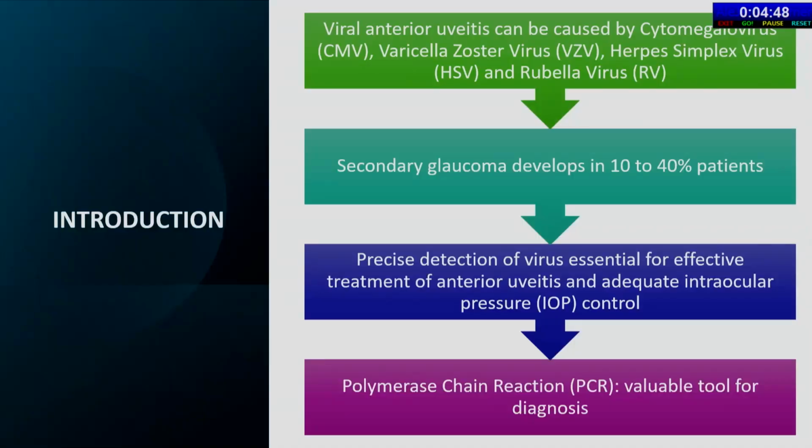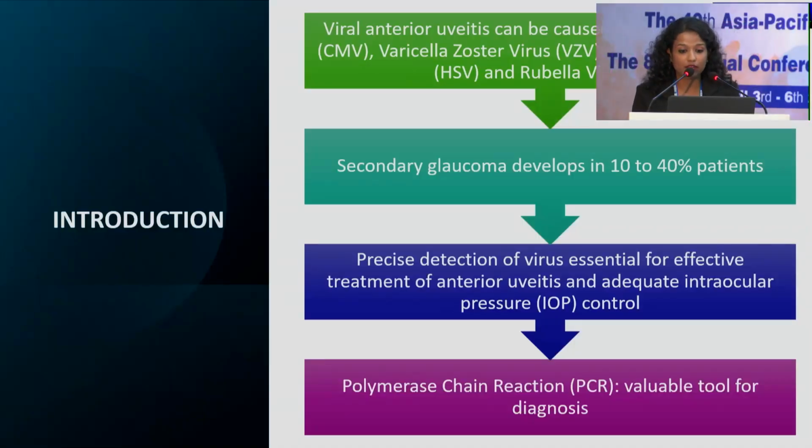As we all know, viral anterior uveitis can be caused by CMV, VZV, HSV, and rubella, and secondary glaucoma develops in around 10 to 40% of patients. Now, precise detection of the virus is essential for effective control of anterior uveitis as well as the intraocular pressure. And here is where PCR comes to help us.